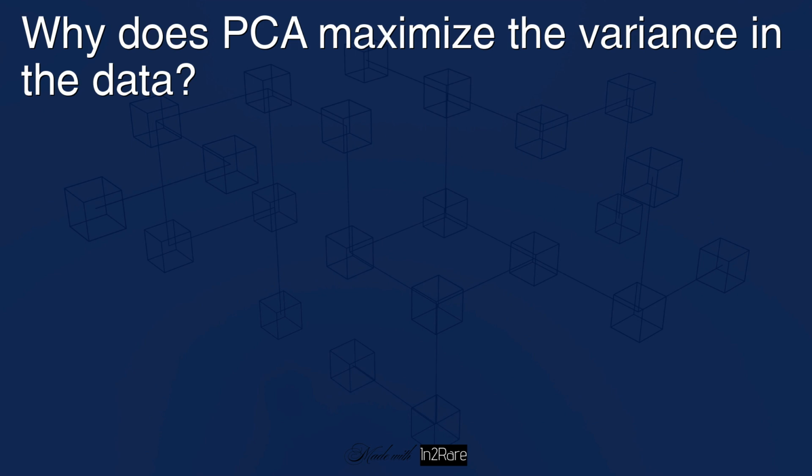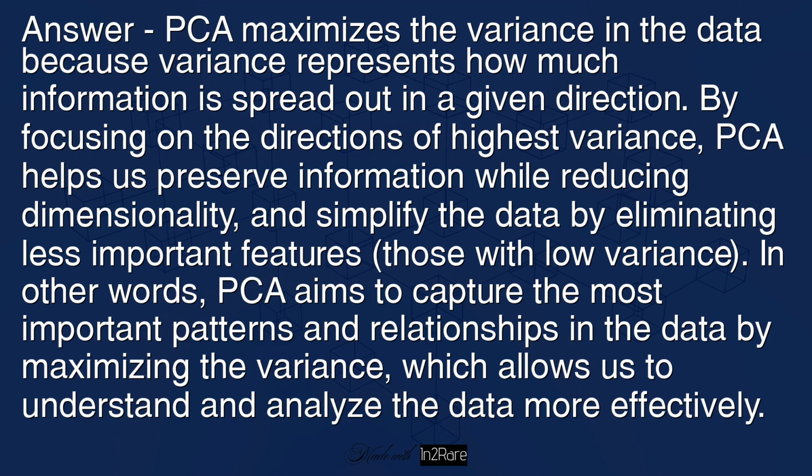Why does PCA maximize the variance in the data? Answer: PCA maximizes the variance in the data because variance represents how much information is spread out in a given direction. By focusing on the directions of highest variance, PCA helps us preserve information while reducing dimensionality and simplify the data by eliminating less important features, those with low variance.